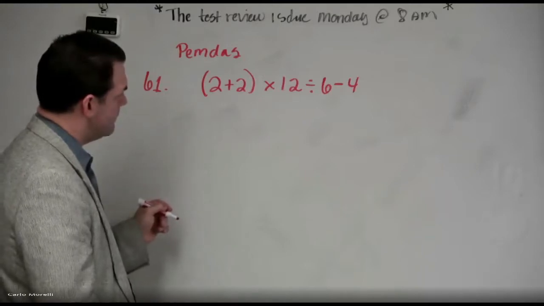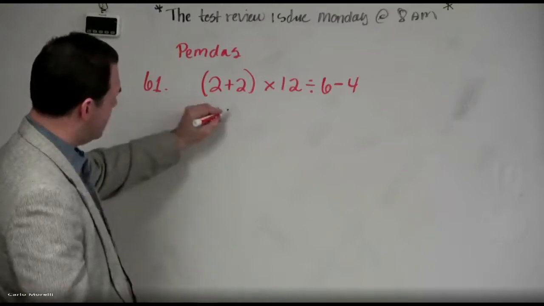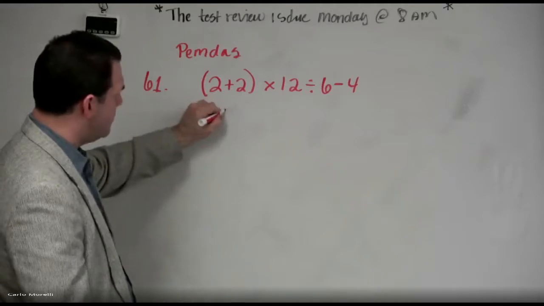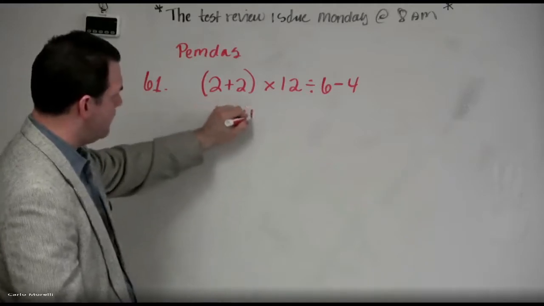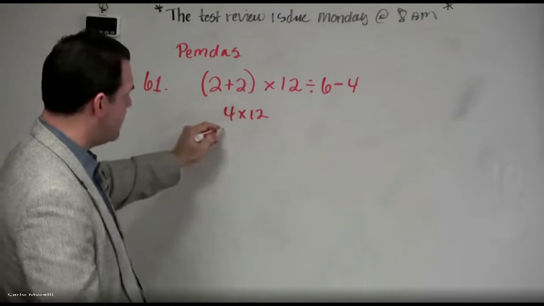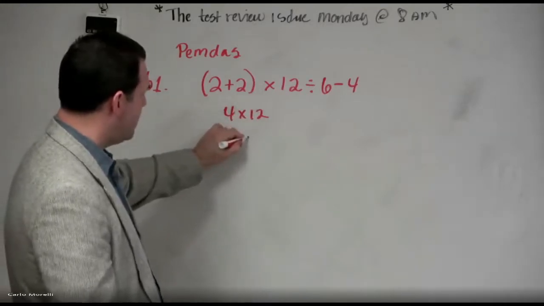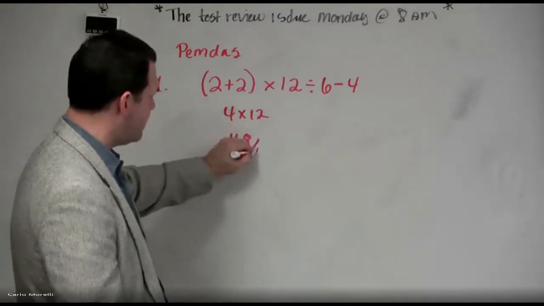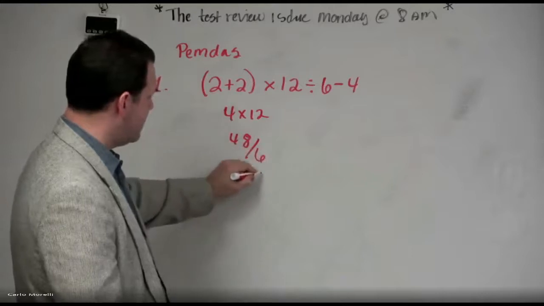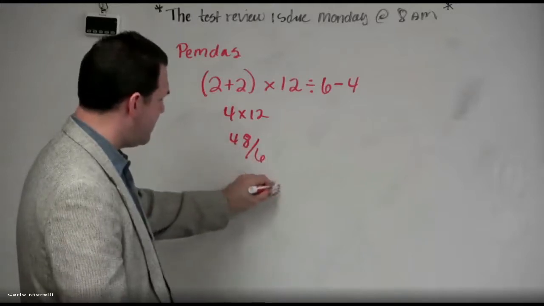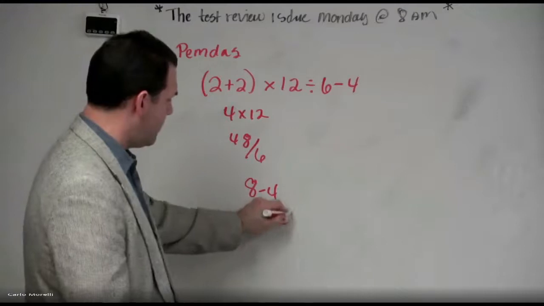The way it's set up is no matter what, you can go left or right. Okay, so do 4 times 12. Yeah. Okay, so that's going to be 48. And then they want us to do 48 divided by 6, minus 4. And that's 8. And then 8 minus 4 is 4.